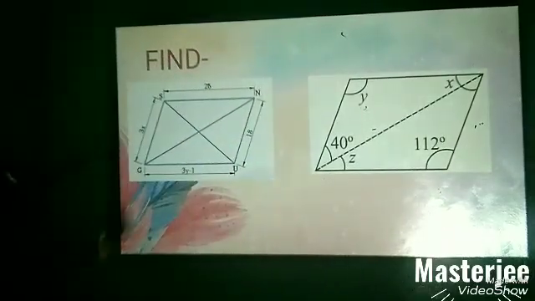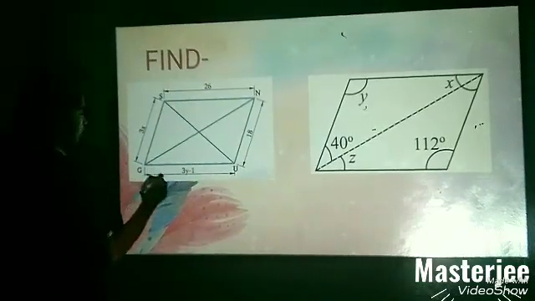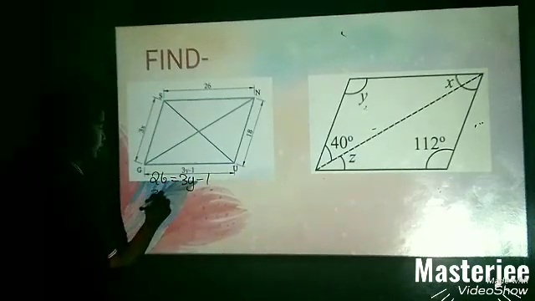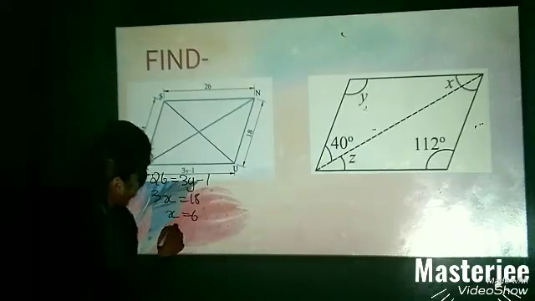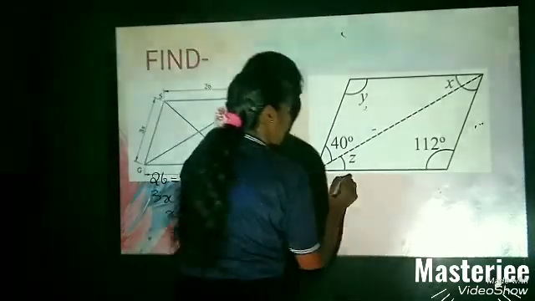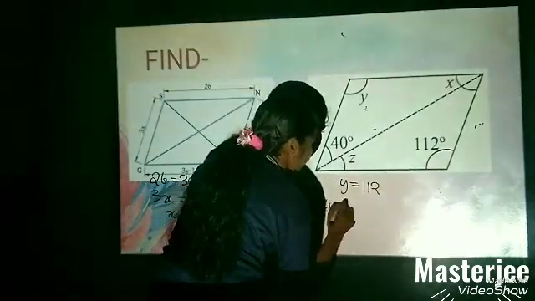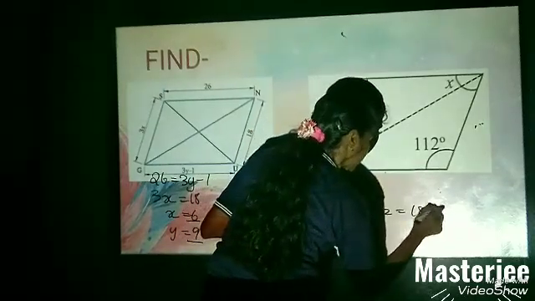Here, as the opposite sides are parallel, x is equal to 6 and y is equal to 9. And the second case, y is equal to 112 degrees and angle y plus angle z plus 40 degrees is equal to 180 degrees.